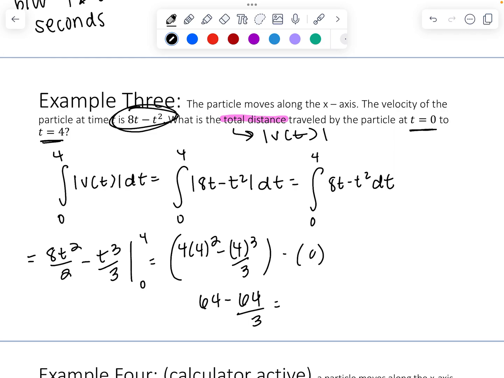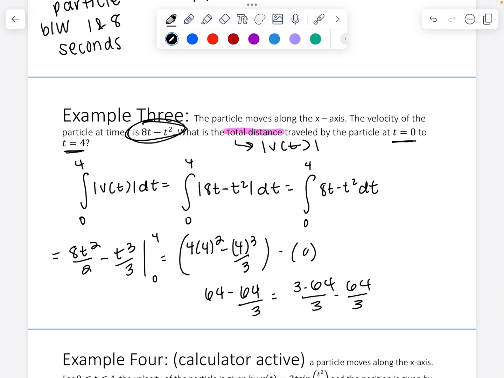If I want to do some nice fraction work, what is 3 times 64? 128. I think it's 256. I could be making that up, but I think it's 256. And then that equals 128 over 3.